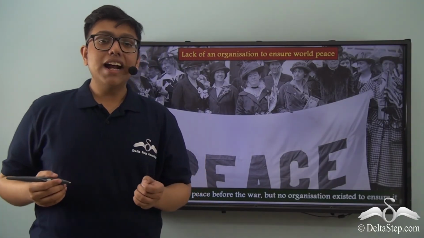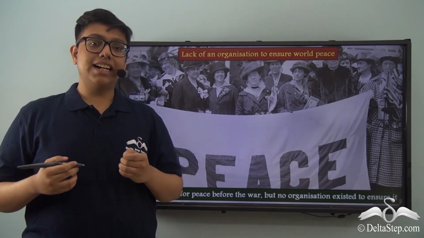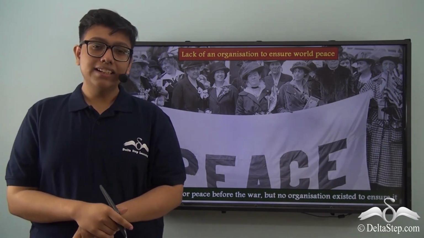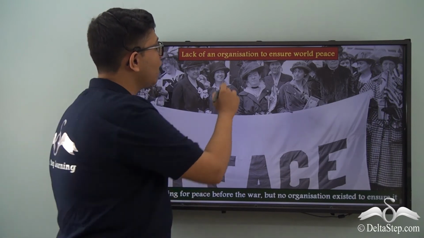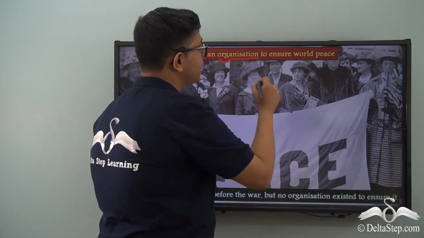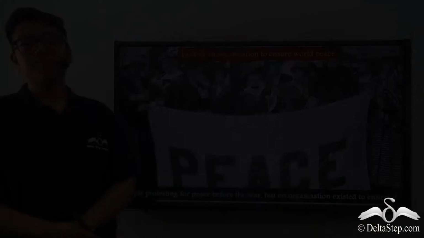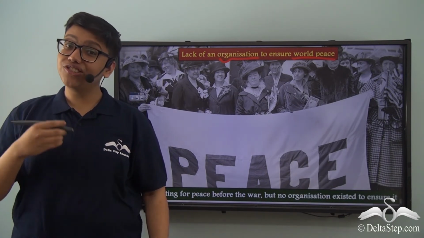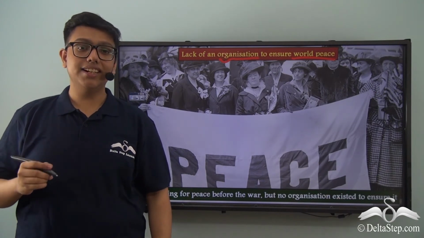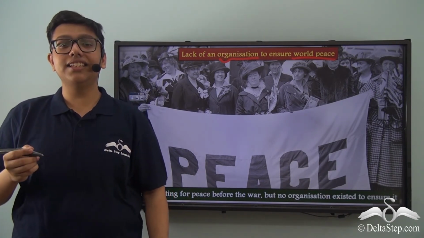So alongside the division of Europe and the conduct of secret diplomacy, there's another cause which is quite tied to it, which also led to the First World War. And that was the lack of an organization to ensure world peace. We have often heard the saying that in the absence of war, peace can be achieved. But does war thrive in the absence of peace? Absolutely it does. And that is the situation we see in the pre-First World War era.